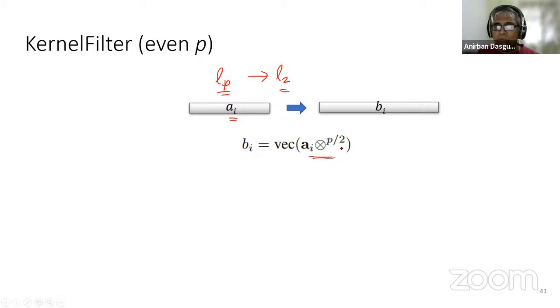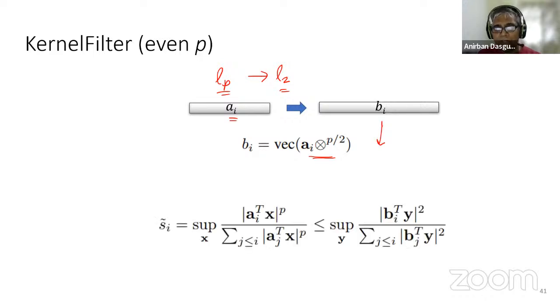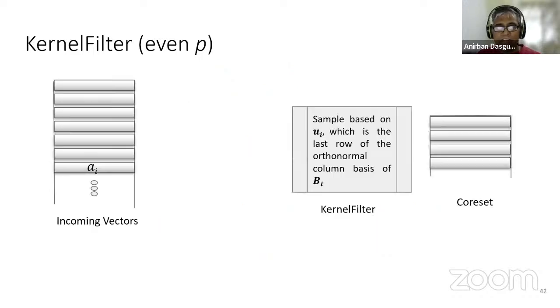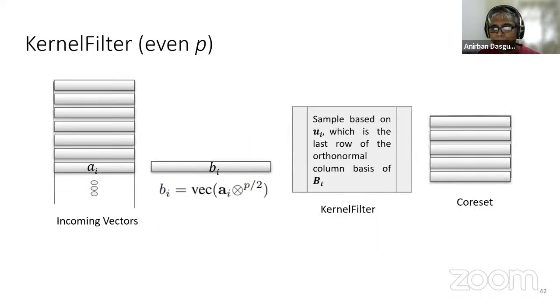And then you can take these new vectors and again do the same orthogonal basis trick on them, and that will preserve your coreset. That will give you a good set of sampling probabilities. So this is the kernel filter. Basically, you calculate the vectorized form of the outer product of the a_i's, then you calculate the orthonormal column basis of the resulting matrix, and you sample based on these probabilities, and this gives you the coreset.